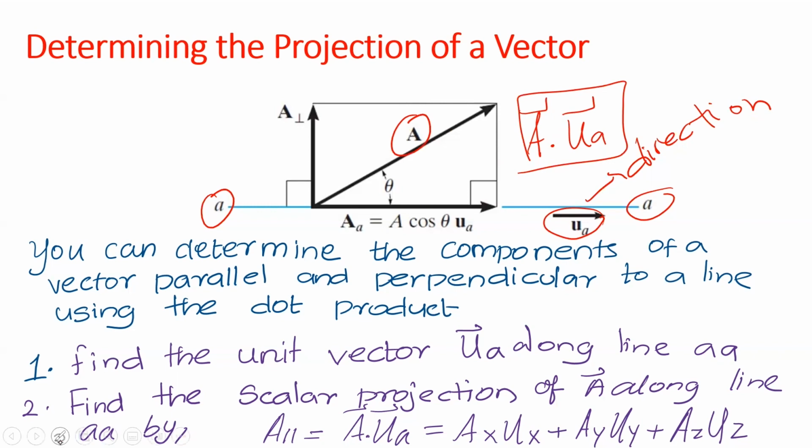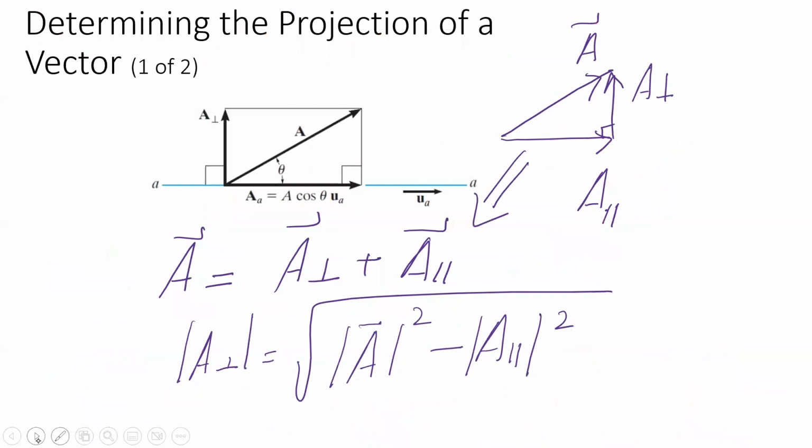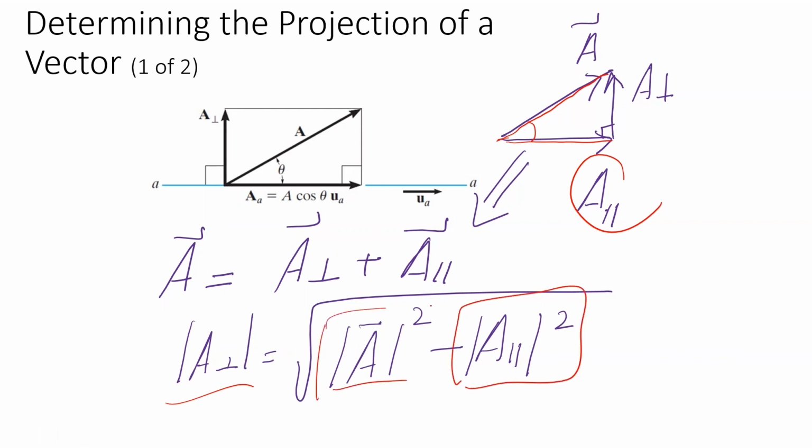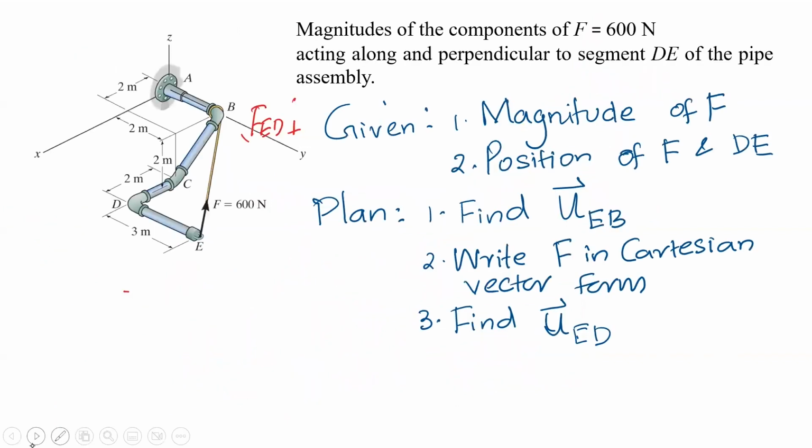Once I get my parallel component to the axis AA, I can get my perpendicular component by using the Pythagorean theorem, forming a vector triangle with vector A, its parallel component and its perpendicular component. I can simply get the magnitude of my perpendicular component by subtracting the square of the magnitude of the parallel component from the square of the magnitude of vector A, and taking the square root. So I can use the dot product to get my parallel component, and using the parallel component, I can get my perpendicular component. Now let's look at an example.